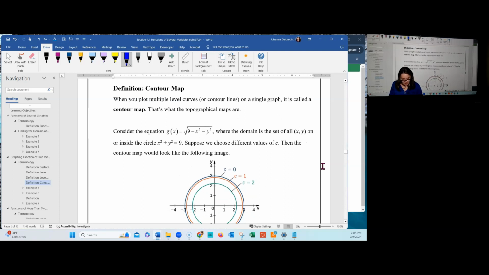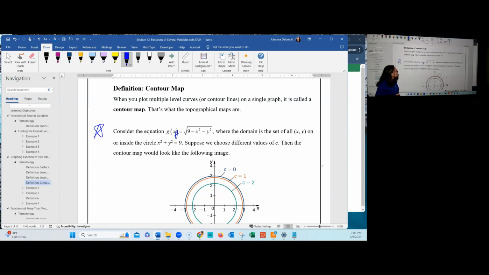Let's talk about what a contour map is. When you plot level curves or contour lines on a single graph, it is called a contour map. And that's what our topographical maps are, like the maps I showed earlier. Let's look at the equation g of x. Oops, this should be g of x comma y. So I've got a typo there, so I'll need to go back and fix that one.